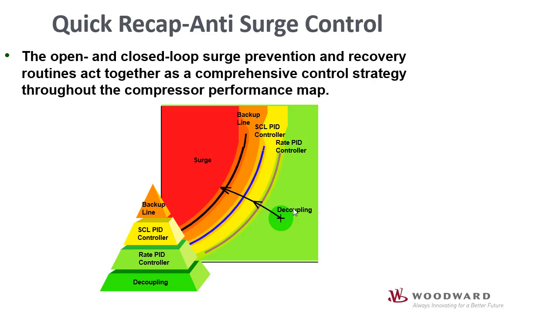The yellow zone is the protection active zone. In this zone, the anti-surge controller is active, and if we go further to the orange zone, there is an additional step response routine, which is also known as boost response. Finally, in the red zone, there is the surge area. Surge detection routine on the cross line is activated in this zone.